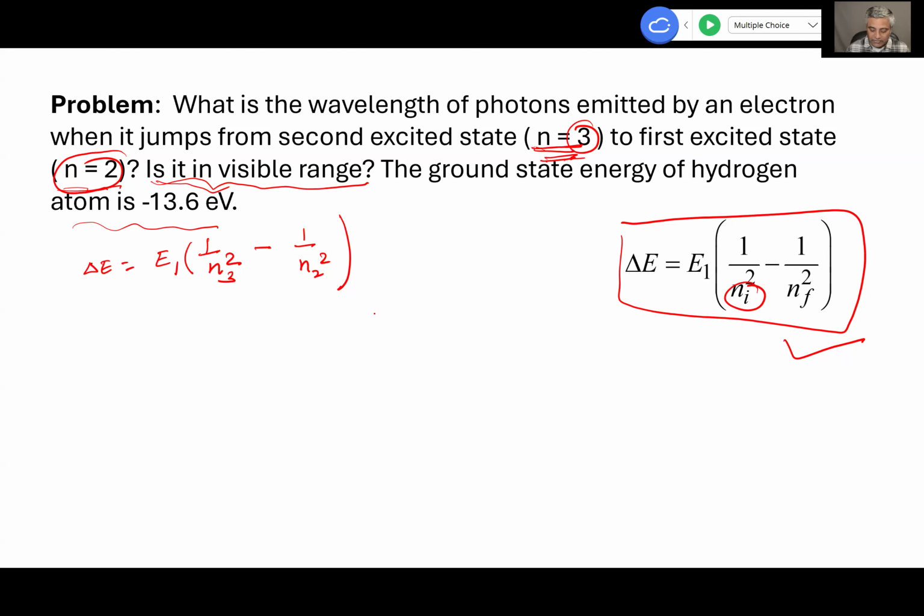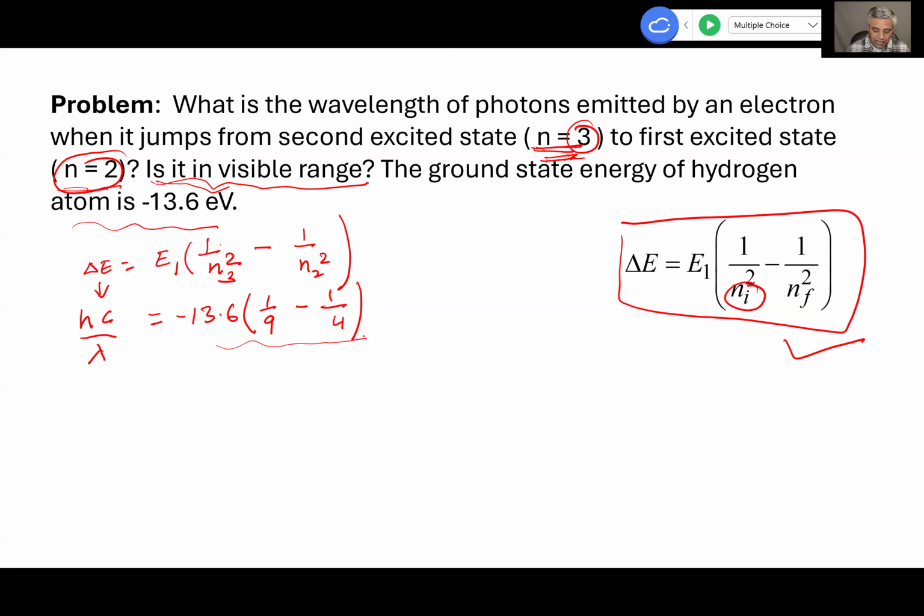Now we have numbers for all of these except over here. Let's say this can be written as h times f, and f can be written, in terms of wavelength, as c over wavelength. E1 is negative 13.6, and 1 over N3, so that means 1 over 9, 3 squared is 9, right? Minus 1 over 2 squared, which means 4. Okay, so we write that.